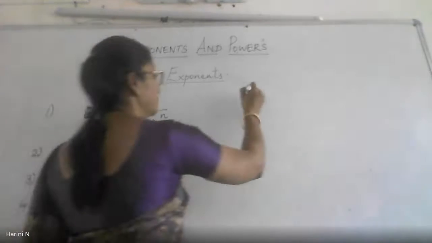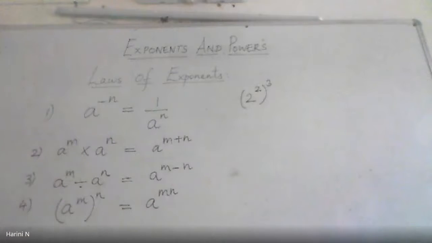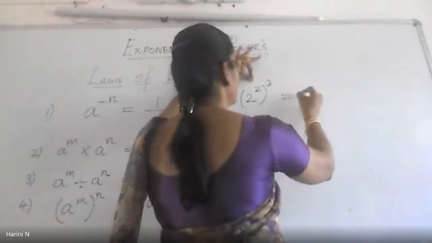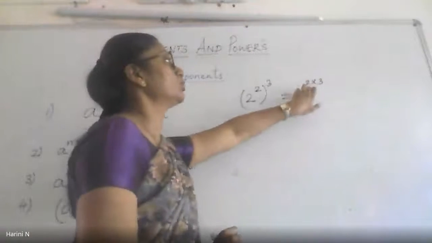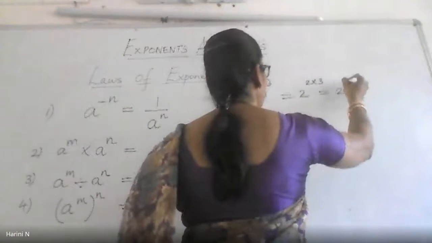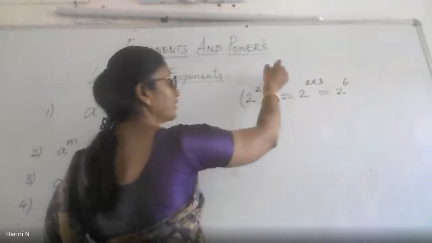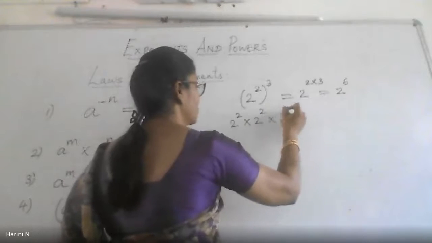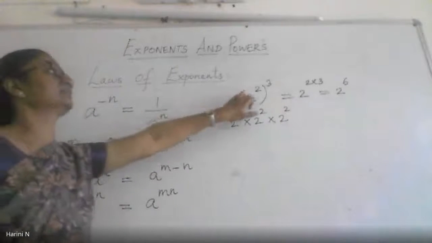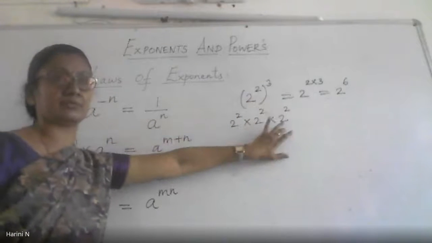For example, we will take 2 square the whole cube. If a problem like this is given, what should you do? You just have to multiply the two exponents, that is 2 multiplied with 3. 2 to the power 2 multiplied with 3, which means it is 2 to the power 6. How does this come? How should I see it? 2 square the whole cube. So 2 square is multiplied 3 times. That's what this means. Correct? So 2 square into 2 square into 2 square.